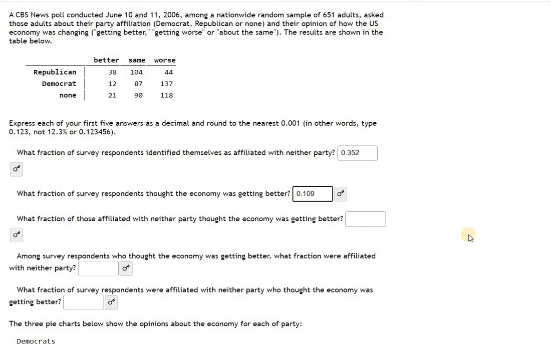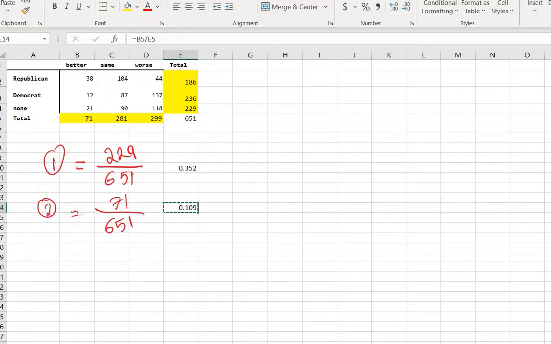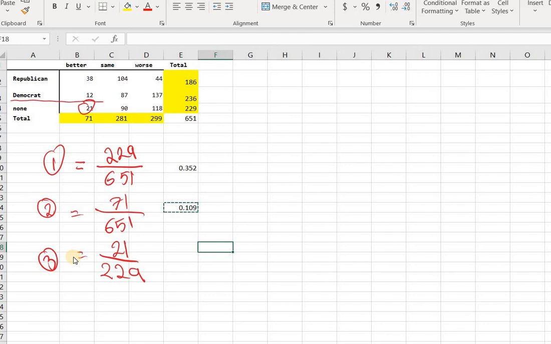The third question is saying, what fraction of those affiliated with neither party thought the economy was getting better? So what fraction of those are affiliated with neither party? So number 3, the denominator is going to be the total people who were affiliated with neither party. That is 229. And what fraction of those people thought the economy was getting better? That is 21 of them. Because now we're going to focus on those people who are affiliated with neither party.